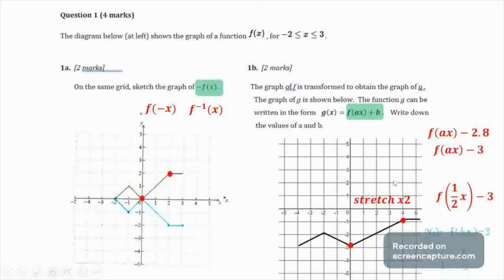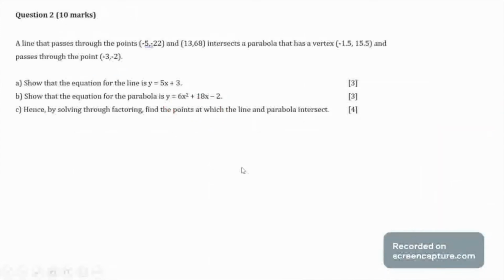So now finally, the question is asking what is a and b? Well, a and b are 1/2 and -3. Great, let's go to the next one.